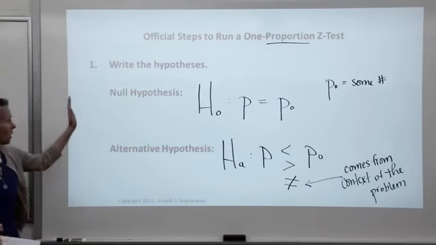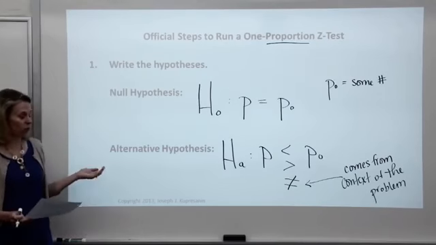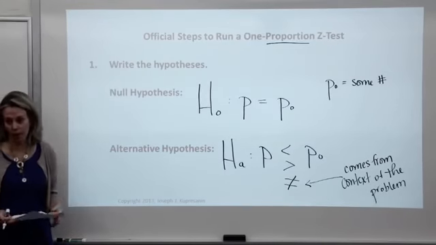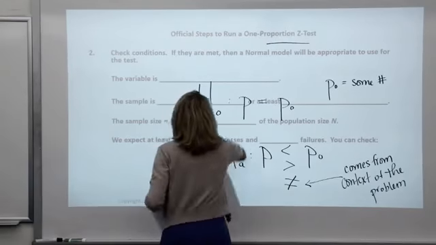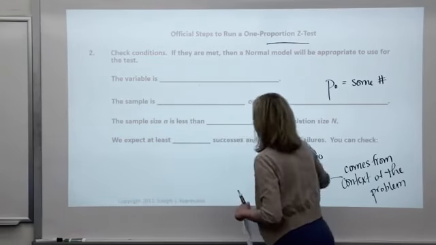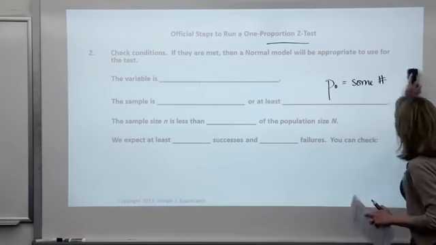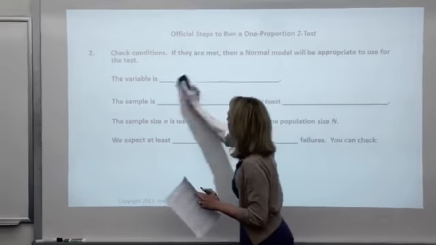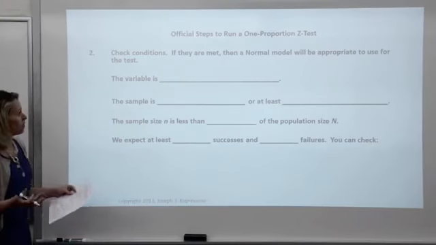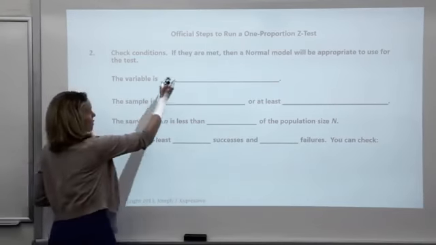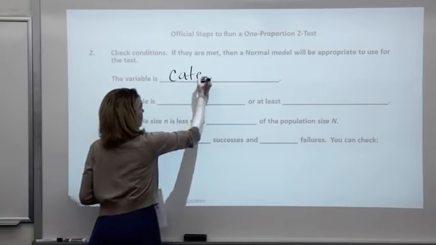All right, the next thing we'll do after we have our hypotheses set up is we'll go ahead and check the conditions for hypothesis testing. And so the conditions for hypothesis testing, if these are met, then we'll be able to use the normal model.